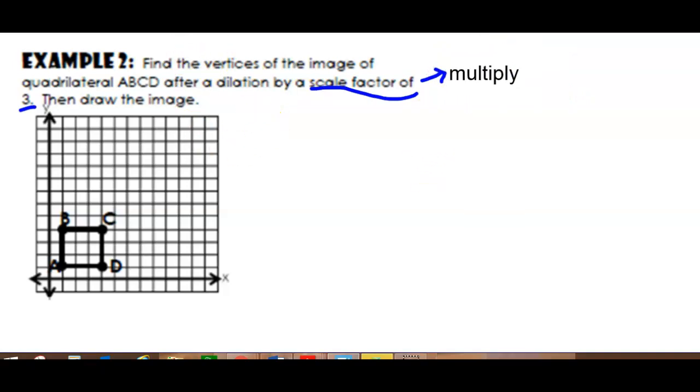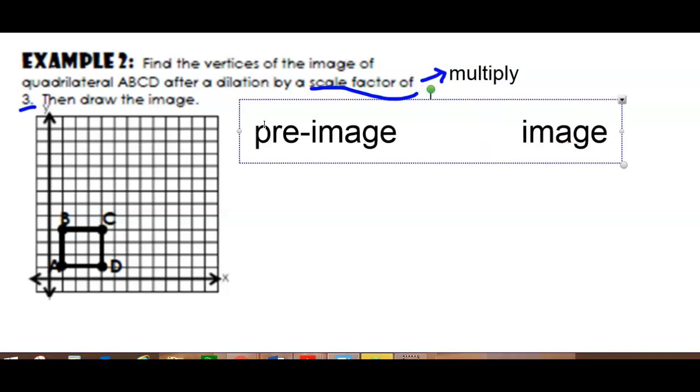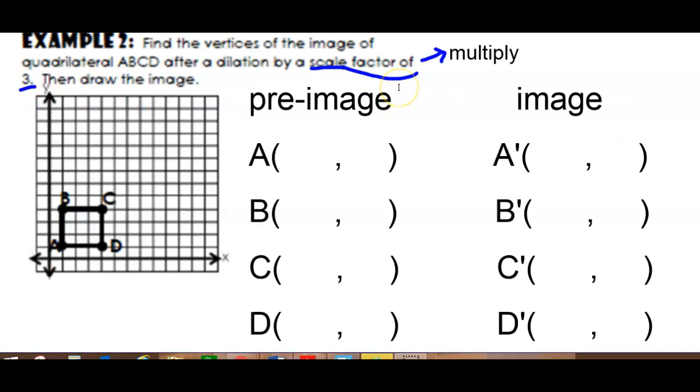So let's go ahead and set up again our pre-image and then image. And then this time underneath, make sure you go ahead and list out 4 points. So one for A, B, C, D, and then A prime, B prime, C prime, and D prime. All right, so this is what you should have your setup to look like.